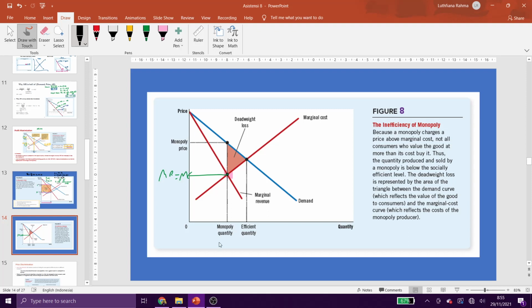So here, the efficient quantity is the intersection between the demand and the marginal cost. We will see that the monopoly quantity will be below the efficient quantity. So here we could see there is a deadweight loss area. The deadweight loss area is in this triangle. Basically, the deadweight loss area is the area of surplus that is lost due to the monopoly pricing.